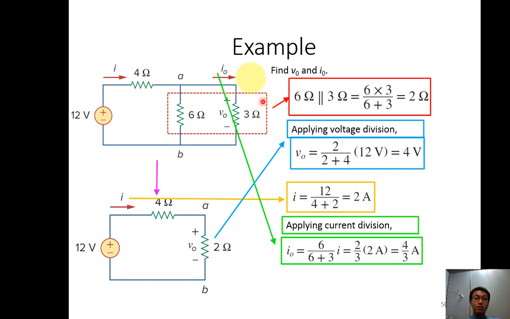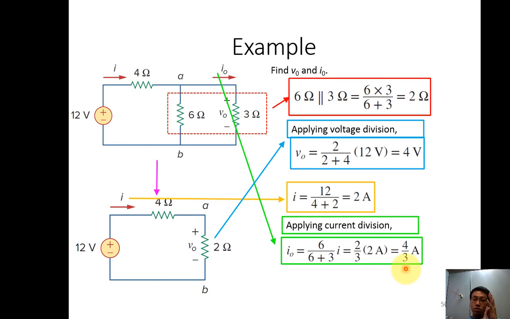So come back to this circuit. If I apply current division, my I0 is actually 6 divided by total resistance times total current. 6 divided by total resistance, 6 plus 3, times total current, 2 amp. Then I found my I0 is 4/3 ampere. So this is how we apply the series resistor, parallel resistor, voltage division, current division.